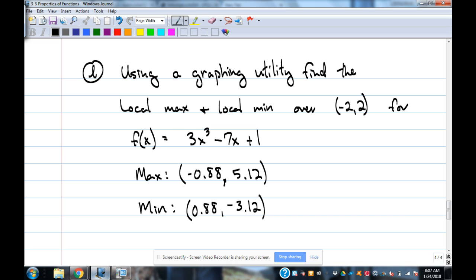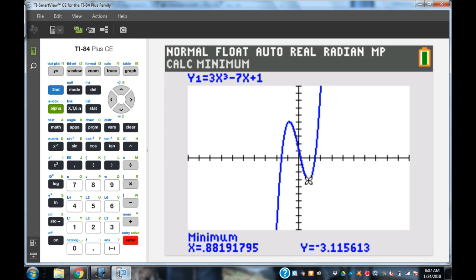So finding the local maxes and mins. Remember, local means it's where? Close, okay? They're going to give you an interval to look at for local. Absolute max and min. If I ask you for an absolute max or min for that particular function, is there an absolute maximum for that? No, because this continues up toward positive infinity in the range. So there's no absolute maximum.